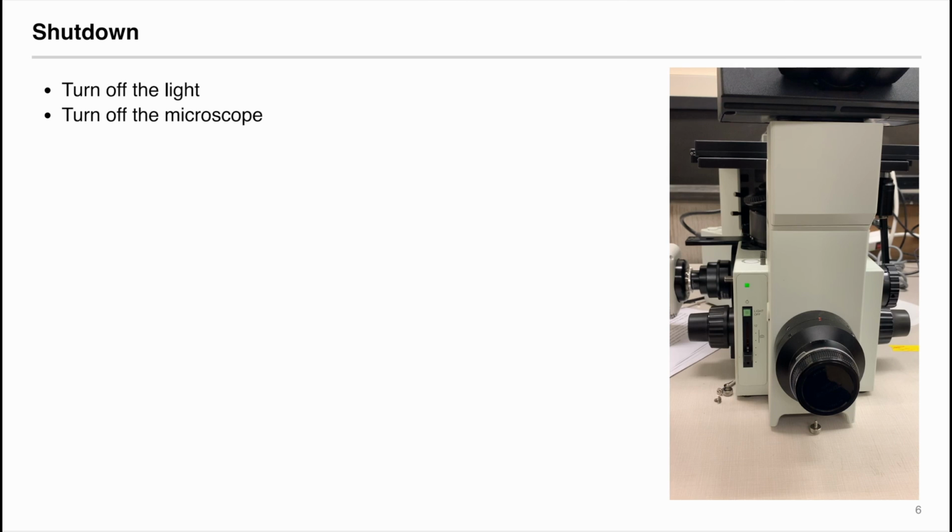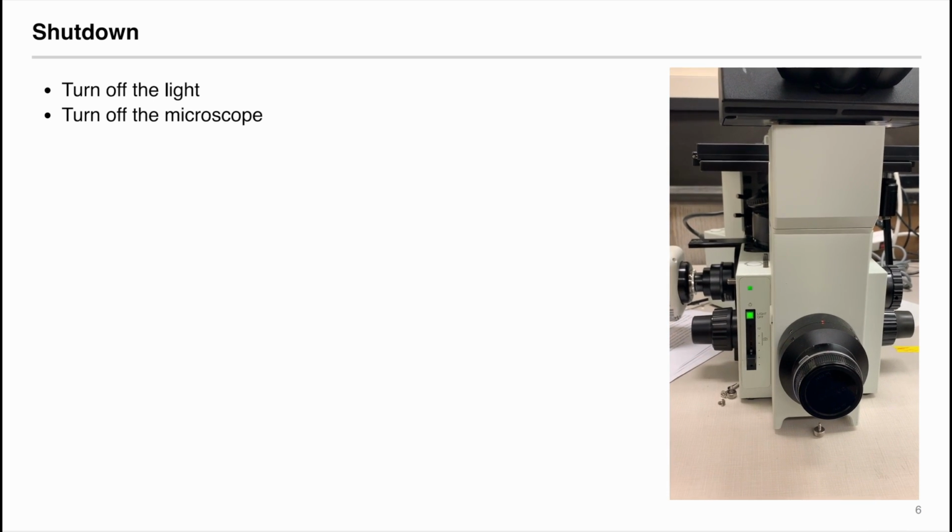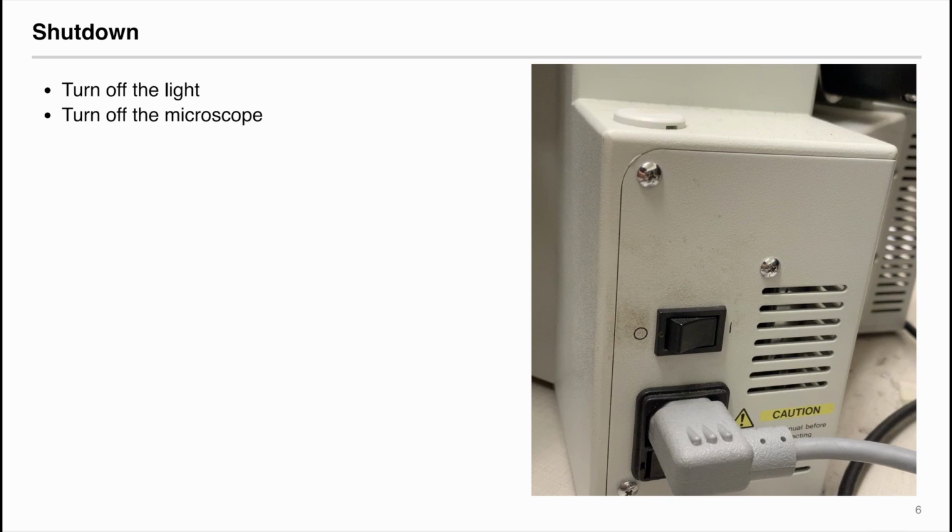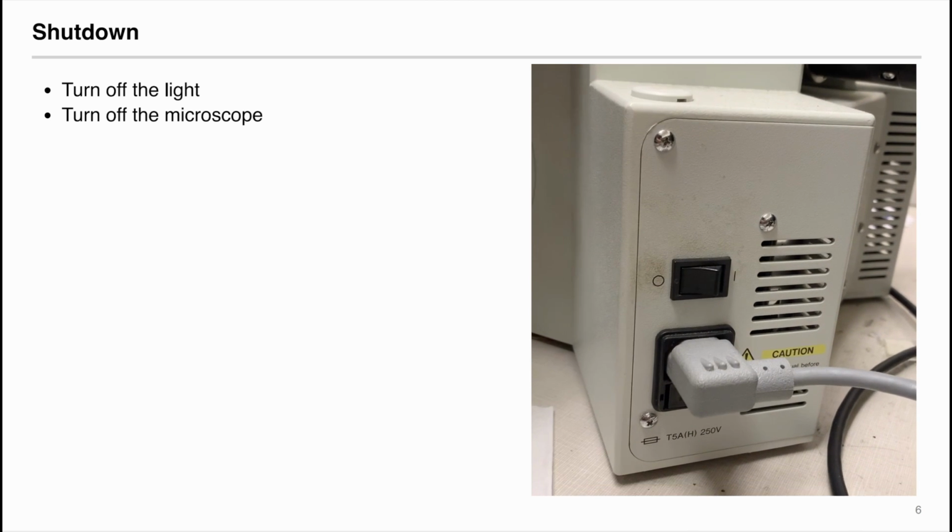After taking the images, we can turn the microscope off. First, we want to turn the light off by pressing the button so that the green light is on. We can then turn off the microscope by switching off the button.